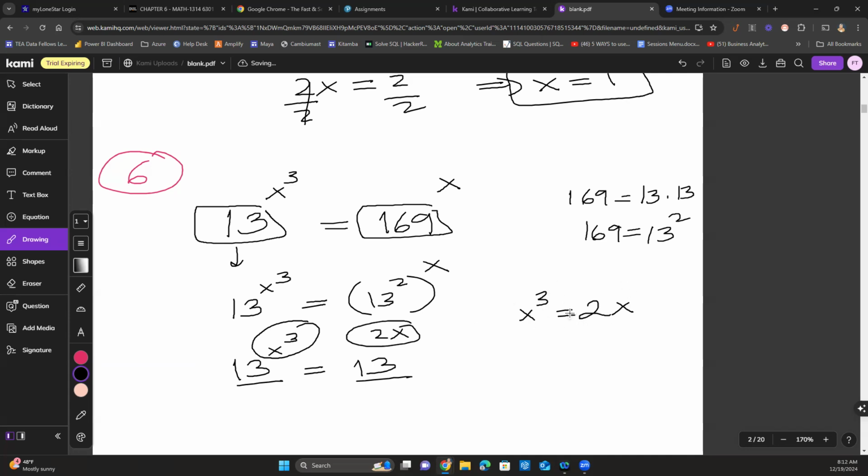Since this is x cubed and this is 2x, the first step will be to bring down the 2x to the first side as minus 2x and set this equation to 0. Now x cubed and 2x both have an x in common, so I can factor out the x, and this will give me x squared minus 2 equals 0. Let's check my factoring. x times x squared is x cubed. x times negative 2 is negative 2x.